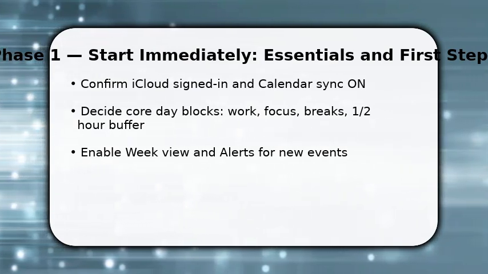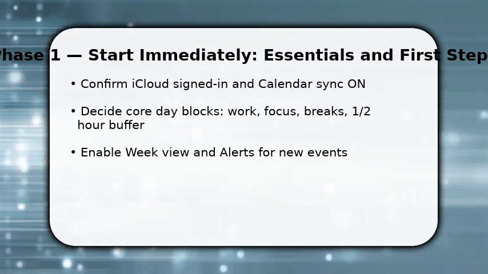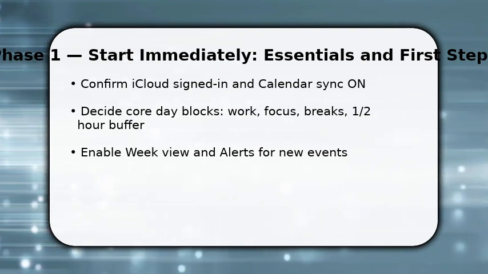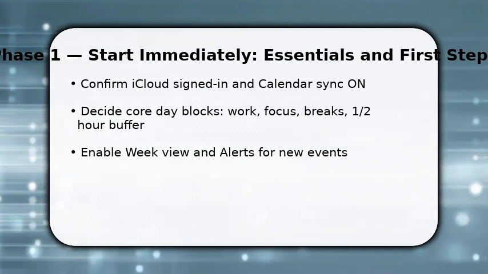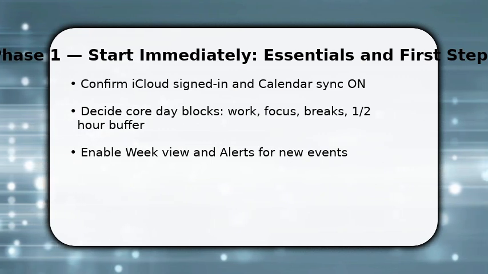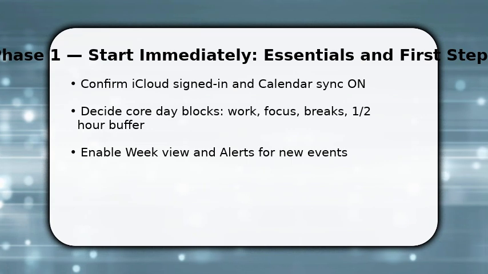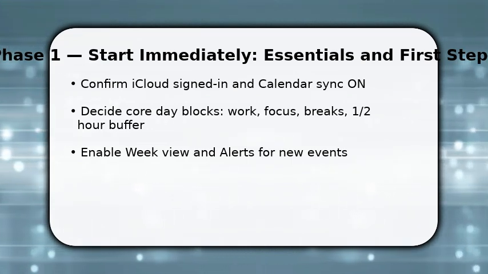You start by confirming iCloud and calendar sync so events appear across devices. This prevents duplicates. Next, open Apple Calendar and switch to week view to see patterns. Then create core day blocks, work, focused deep work, breaks, and add 30-minute buffers between intense meetings. Once done, enable alerts and default alert times so you won't miss transitions. This initial setup saves time later and makes daily scheduling predictable and shareable with collaborators.